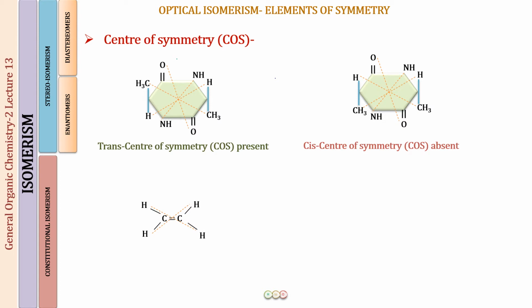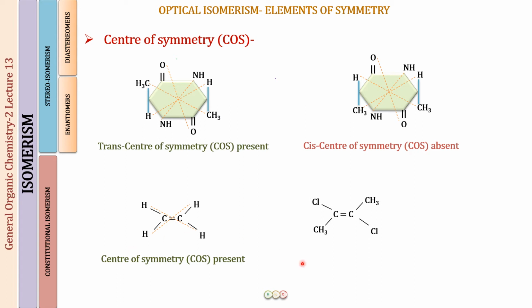Let us see one more molecule. In this molecule, this is an ethene molecule. Here what you can see is that this is the carbon. If from the center I move in equal and opposite directions, there is a carbon and a carbon. This side it is going to be a hydrogen, this side a hydrogen, this side a hydrogen, so opposite I find a hydrogen. So this molecule will have a center of symmetry.